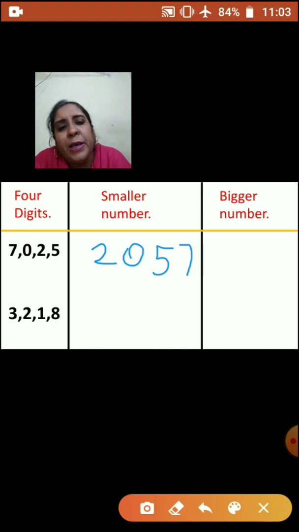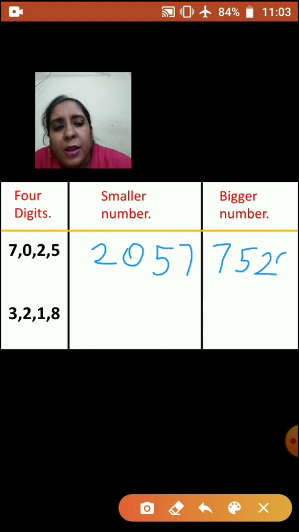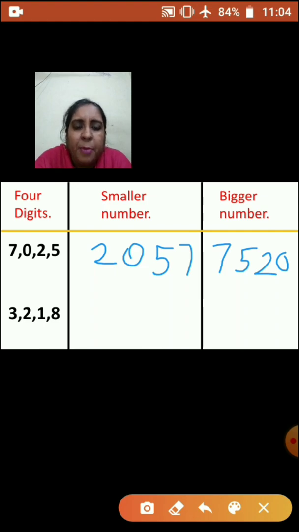Now let's make the bigger number. Which is the bigger number here? First what will come? 7, 5, 2, 0. Here you can put 0 last. But when you make the smaller number, you cannot put 0 in the thousands place. Right? Now let's take the second number, that is 3,218.